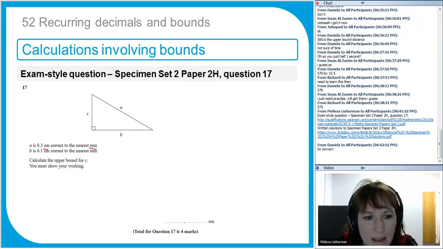And then we're told that the length of B, so this is side A, that's the hypotenuse, the longest side opposite the right angle. And then we're told that the length of side B is 61 centimeters, corrected the nearest millimeter. So that's side B there.